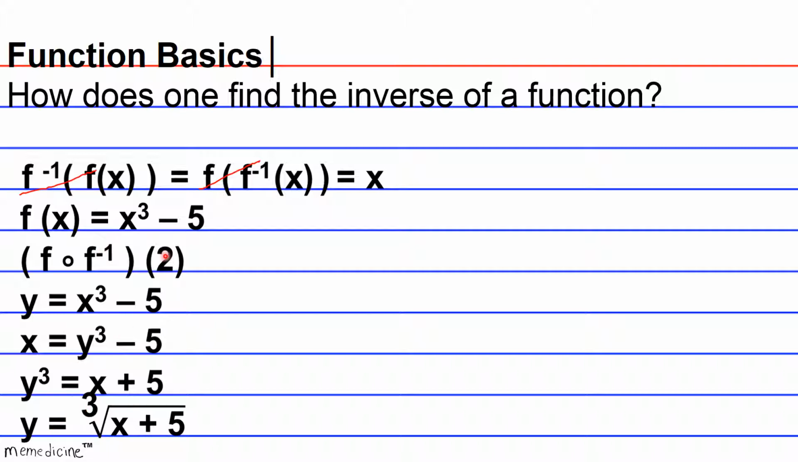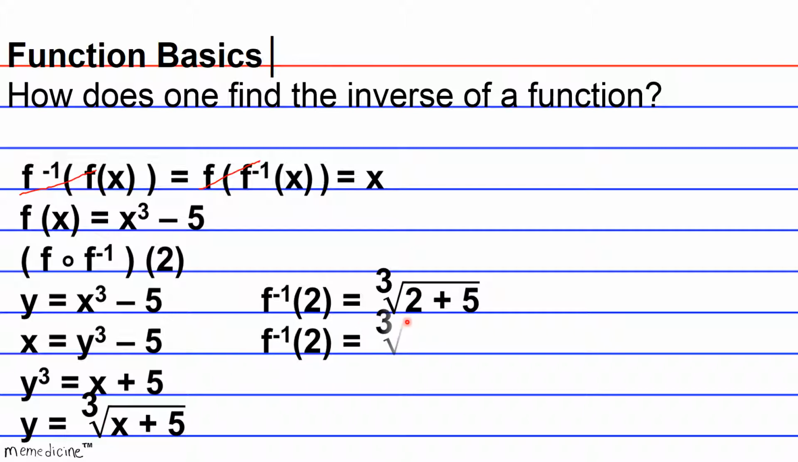But we're asked to find f inverse of 2. Our x here is going to be 2, so let's go ahead and do that. So f inverse of 2 is going to equal the cube root of 2 plus 5, because we substituted 2 for our x. This is obviously going to be equivalent to the cube root of 7. I don't know about you, but I'm not interested in analyzing this right now.